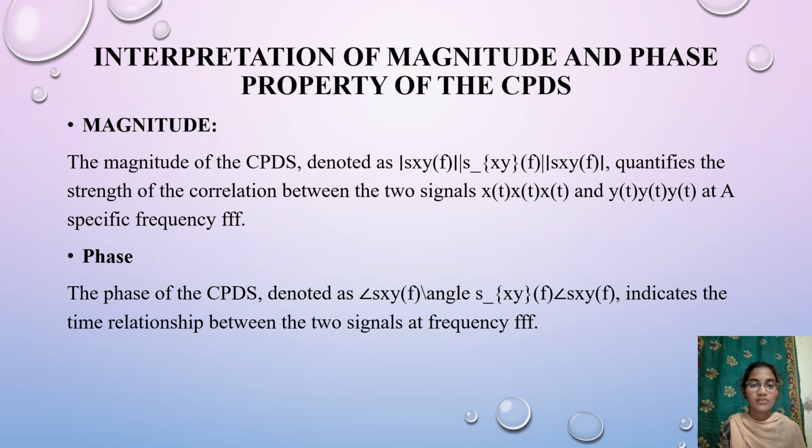Interpretation of magnitude and phase property of the cross power density spectrum. The magnitude of the cross power density spectrum, denoted as |Sxy(f)|, quantifies the strength of the correlation between two signals x(t) and y(t) at a specific frequency. Phase: the phase of the cross power density spectrum, denoted as angle of Sxy(f), indicates the time relationship between the two signals at that frequency.